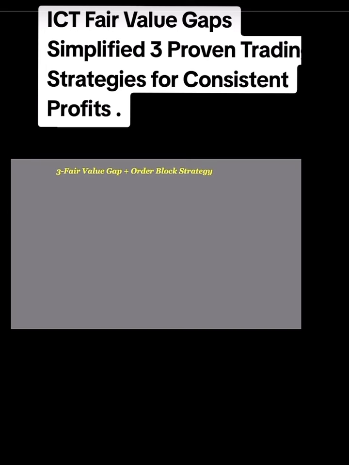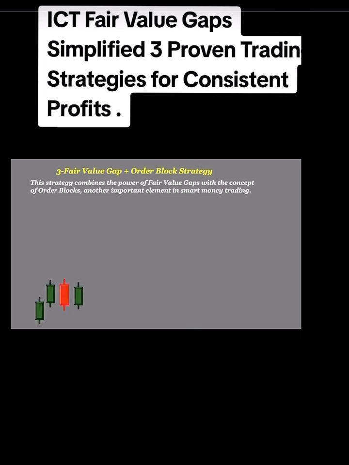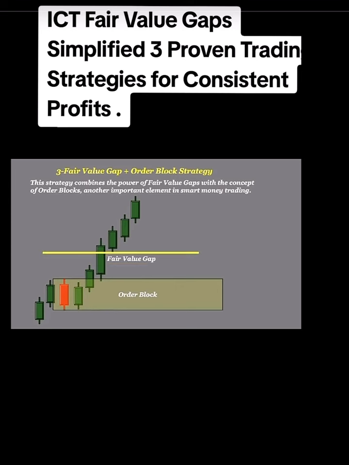Fair value gap and order block strategy. This strategy combines the power of fair value gaps with the concept of order blocks, another important element in smart money trading. An order block represents a specific zone where institutional traders have entered significant positions, either buying or selling. When combined with fair value gaps, this can create highly reliable trade setups.